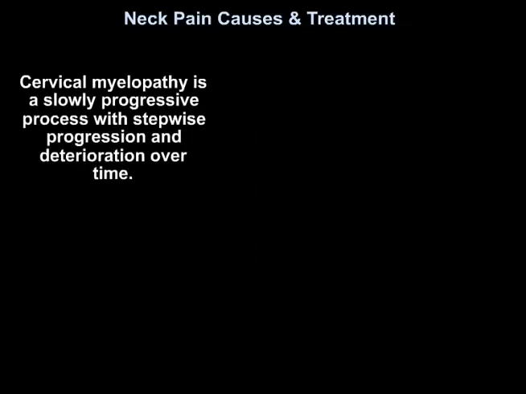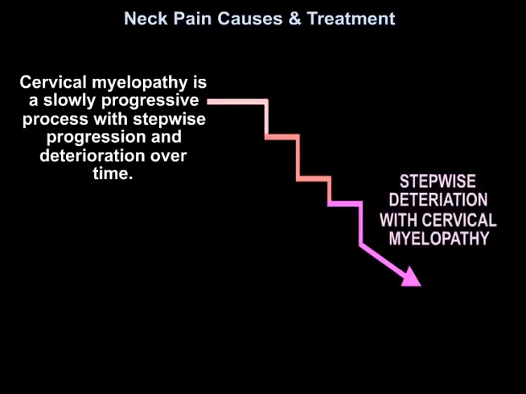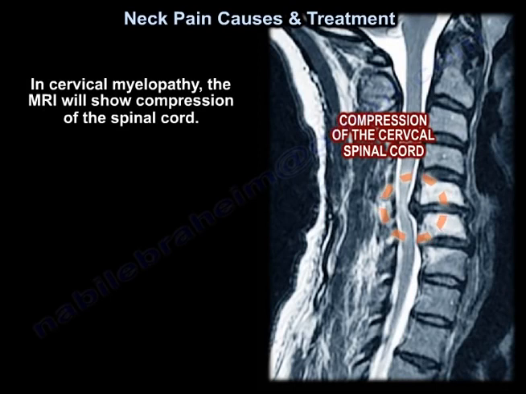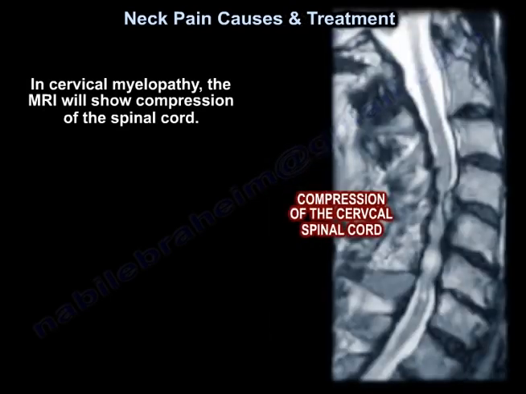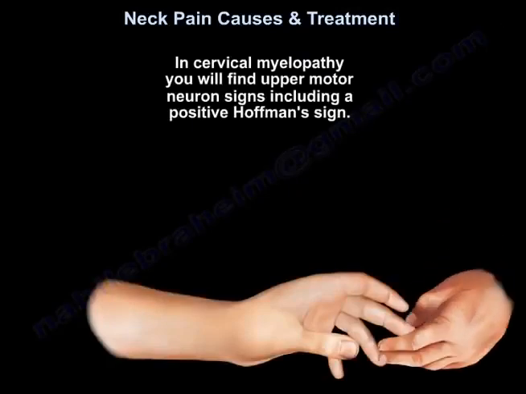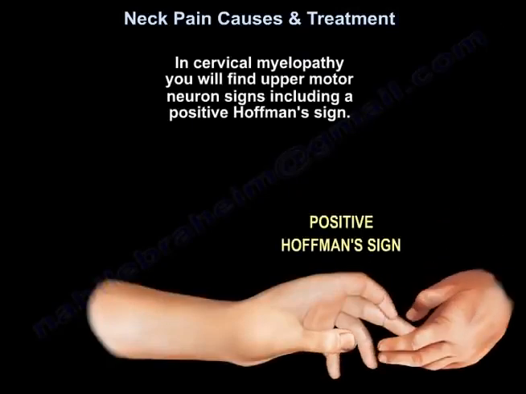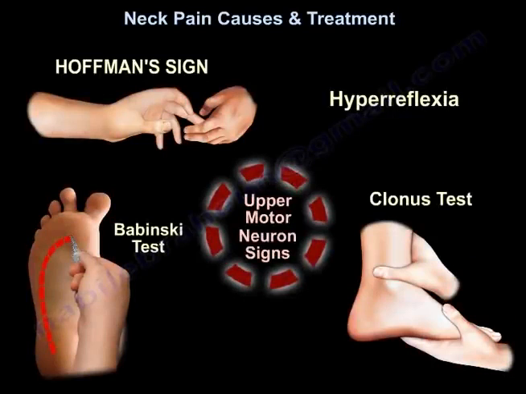Cervical myelopathy is a slowly progressive process with stepwise progression and deterioration over time. In cervical myelopathy, the MRI will show compression of the spinal cord. You will find upper motor neuron signs, including a positive Hoffman sign. This is how you will see a positive Hoffman sign. What are other upper motor neuron signs? You will find the patient will have hyperreflexia, positive Babinski test, and clonus test.